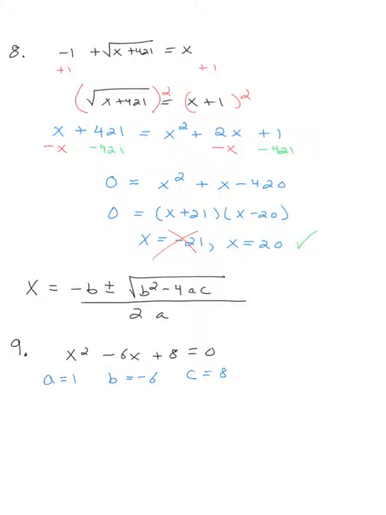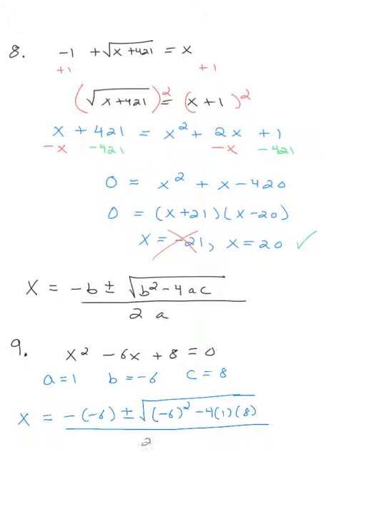Going directly to my formula, the solutions to this equation are negative b plus or minus the square root of b squared minus 4 times a times c, all divided by 2 times a. And all I need to do is simplify this expression.